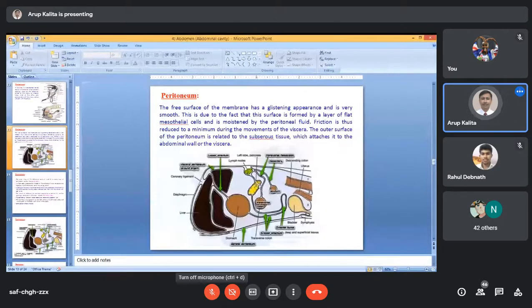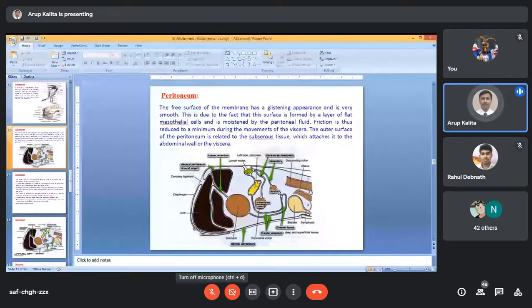You see here, this is the parietal peritoneum, the outer lining. It is coming, and then here it is infolding. Infolding is coming and it covers the organ. After that it will go and cover another organ. So that means the visceral peritoneum will cover the content of the viscera, meaning the organs present in the abdominal cavity.